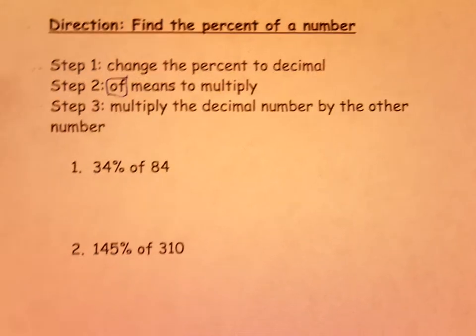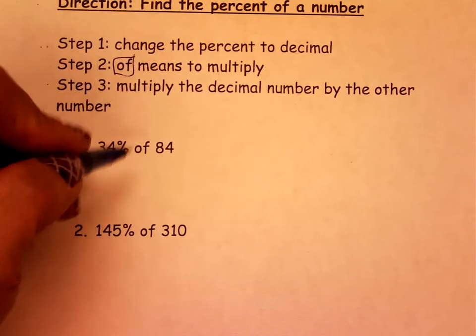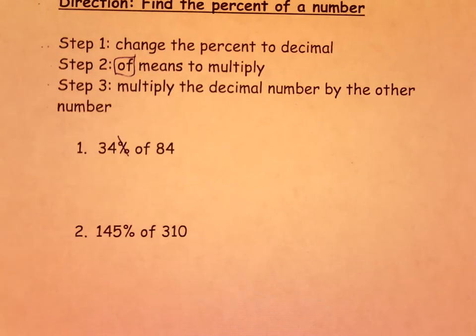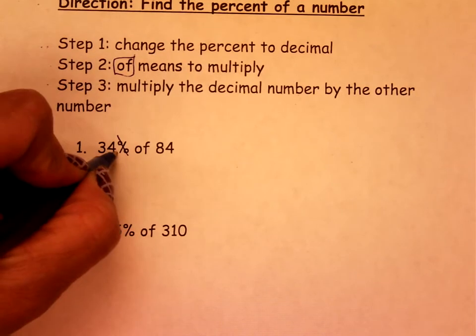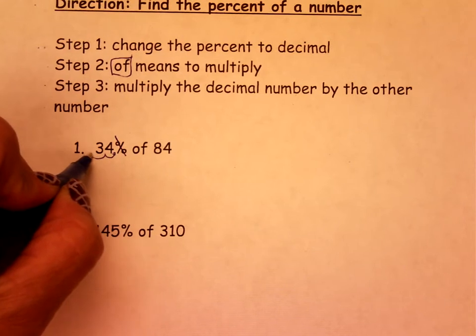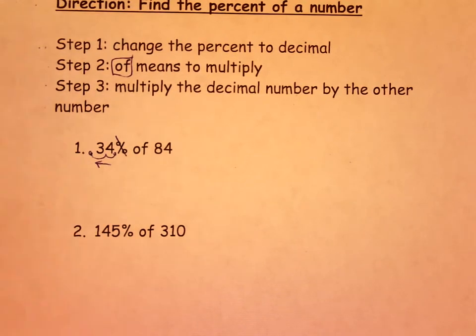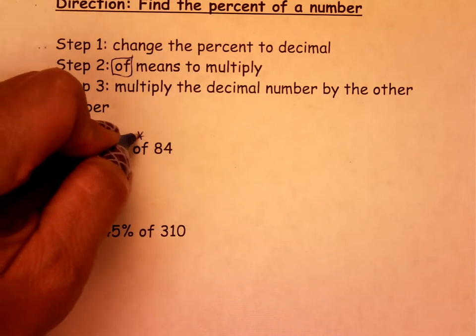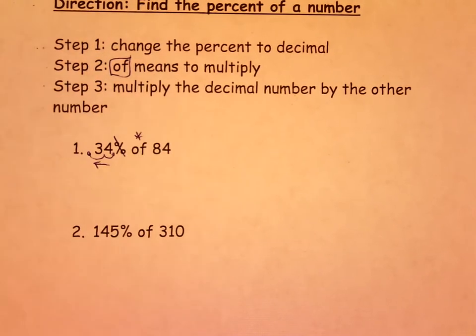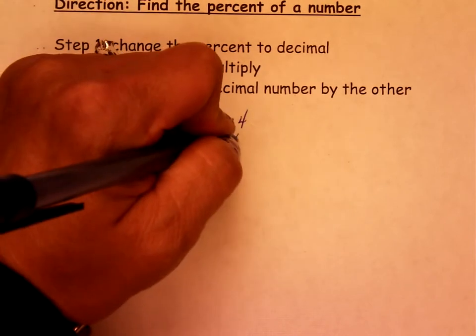So let's look at problem number 1. Step 1 says to change the percent to a decimal. So you're going to take away your percent, the decimal's at the end because we don't give it to you, and move the decimal over to the left 2 spaces. So now you have 0.34. The word of tells you to multiply times 84. So now you're going to multiply 0.34 times 84.